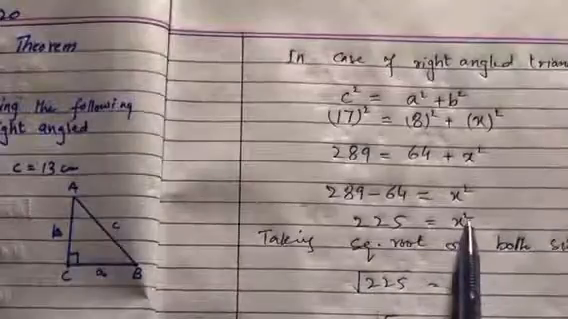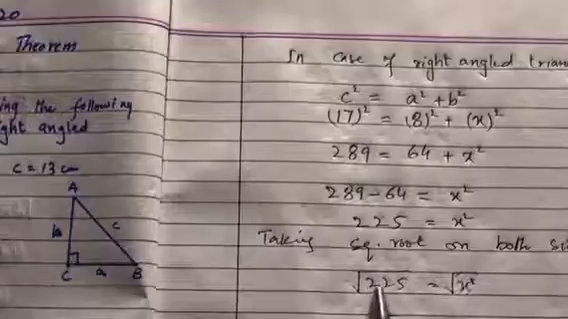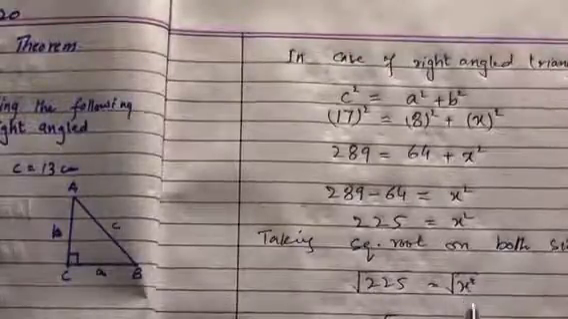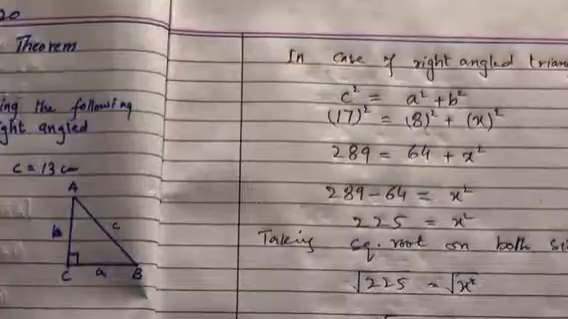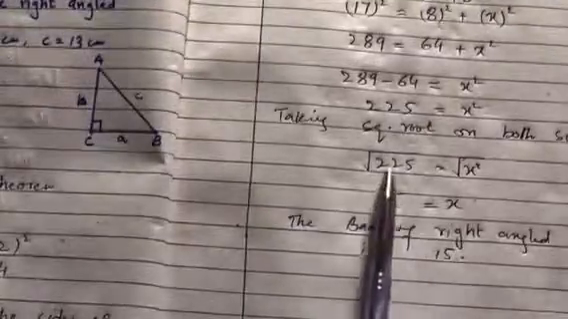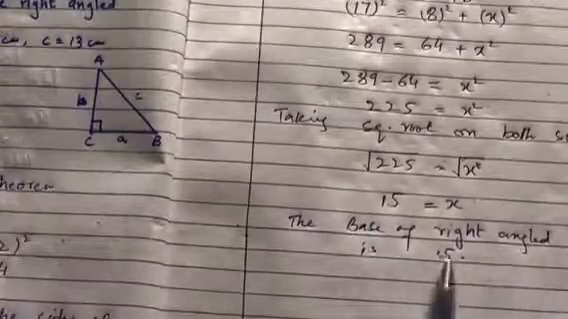To isolate x square, we will take the square root on both sides. By taking the square root on both sides, the square root of 225 is equal to 15 and the square root of x square is x. So the value of x is 15. Thus the base of the right angle triangle is 15. By taking the square root of 225, we will have 15. So the value of x is equal to 15. The base of the right angle triangle is 15.